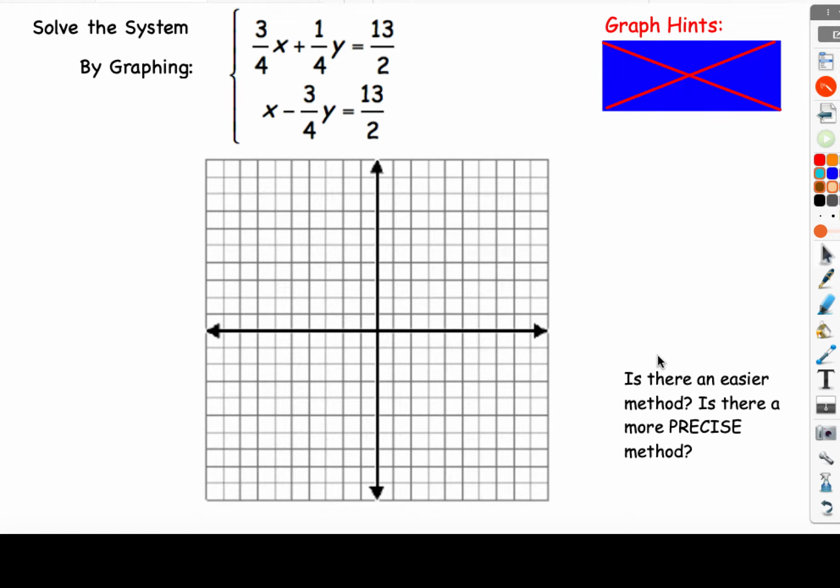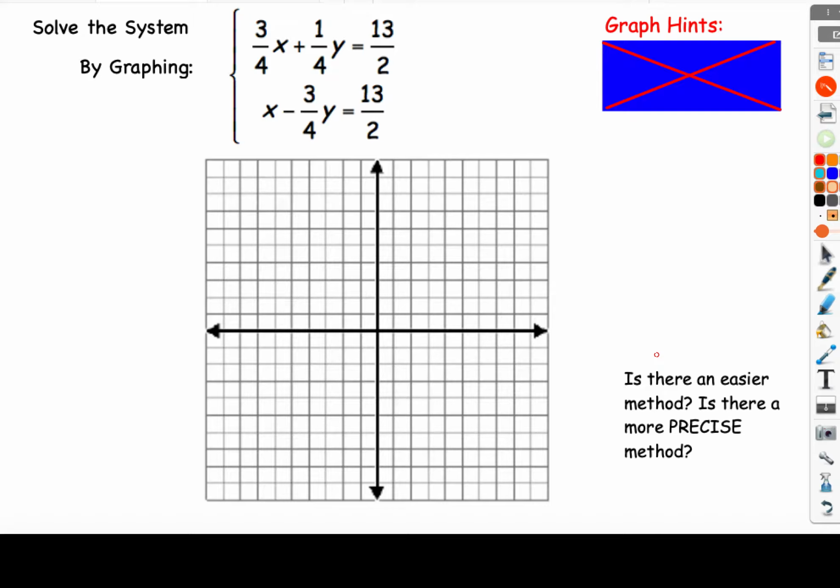All right, this video is going to help us understand why we have multiple ways to solve systems. The problem you have on the screen is asking us to solve this system by graphing. Now, you might take a look at those equations and go, that is a pretty messy set of equations. And really, that's where graphing kind of has its downfall.